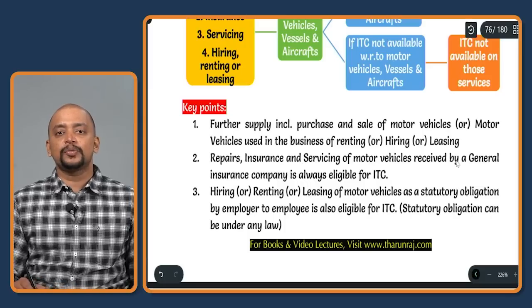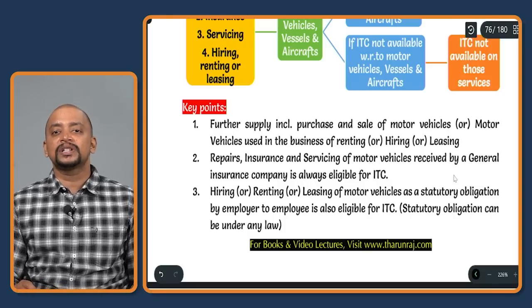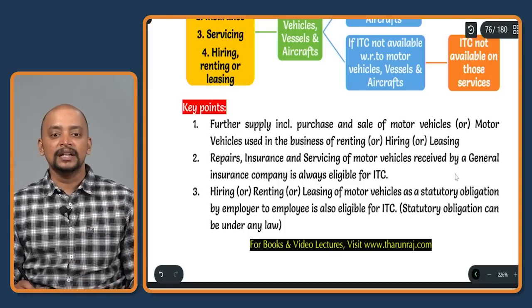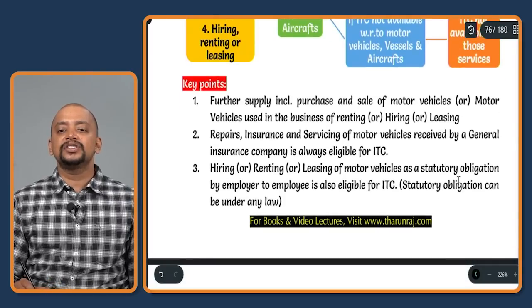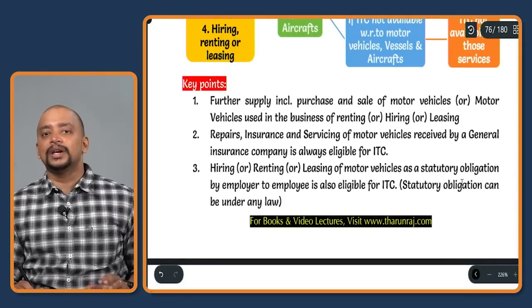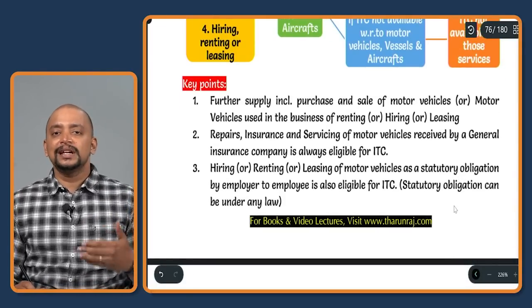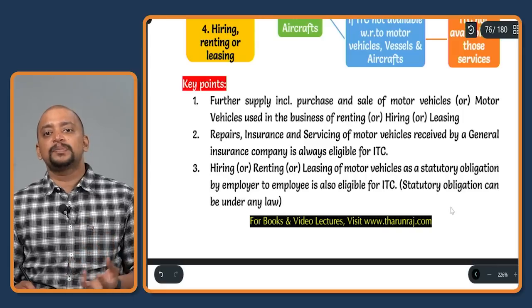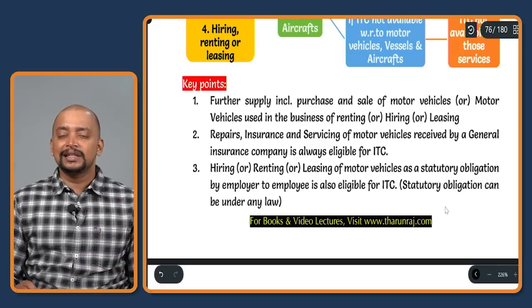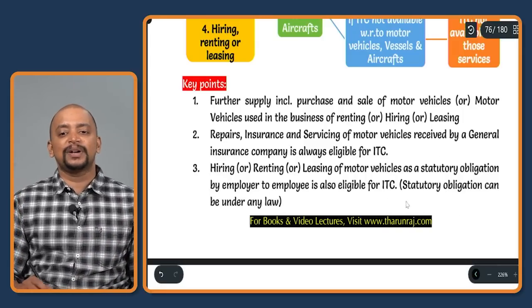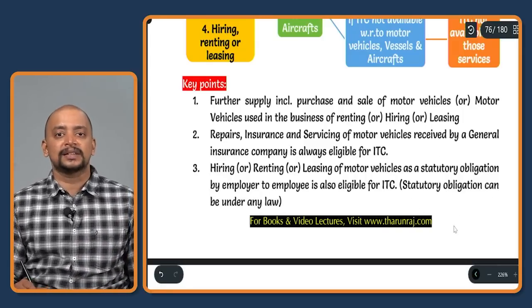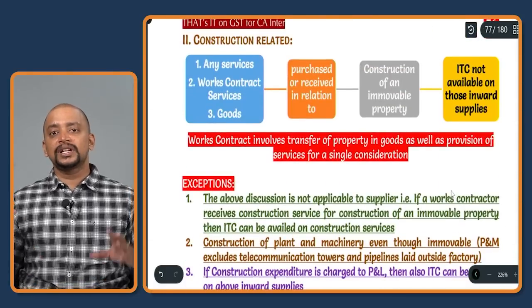Repair and insurance service of a motor vehicle received by a general insurance company is always eligible for ITC. Then hiring, renting and leasing of motor vehicles as a statutory obligation. That is, a company is taking a motor vehicle on rent as per a statutory obligation. So in that case, even though it is a block credit, ITC is available. These are exceptions.